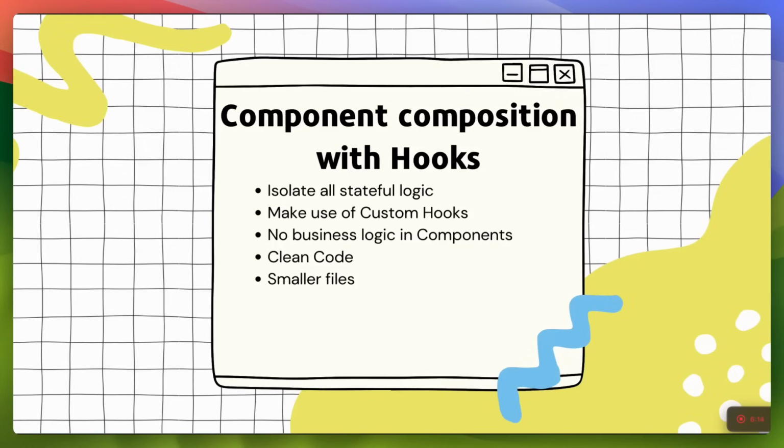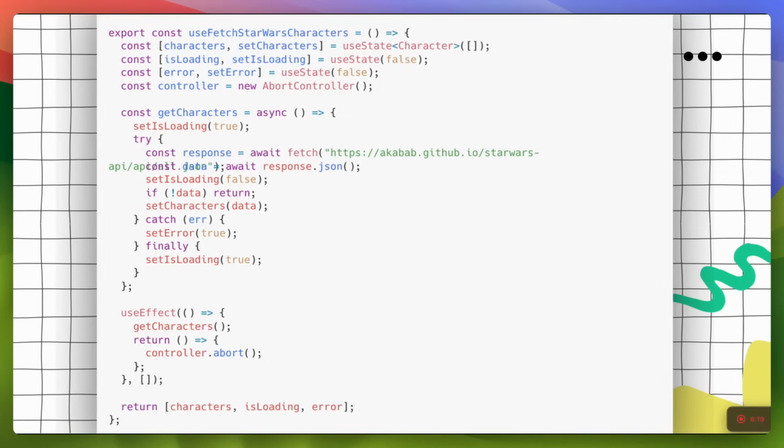Let's take a look at some React code to better understand this design pattern. Here we have a custom hook called useFetchStarWarsCharacters. All this hook does is fetch the same data by calling the same API that we saw in the parent component in our last design pattern. So instead of writing the API fetching the data and the state variable inside of the component, we remove it and put it inside of a custom hook.